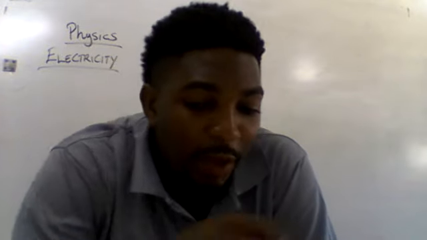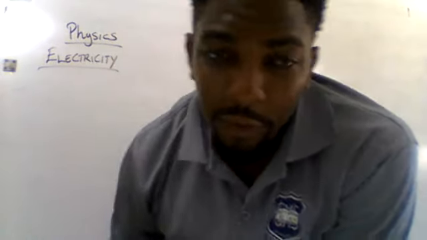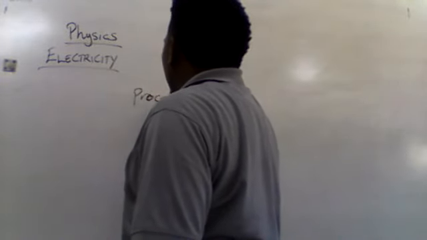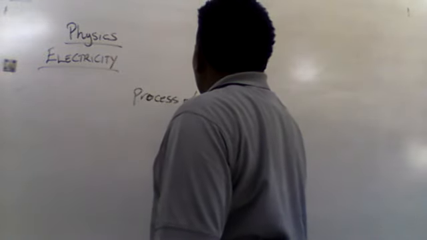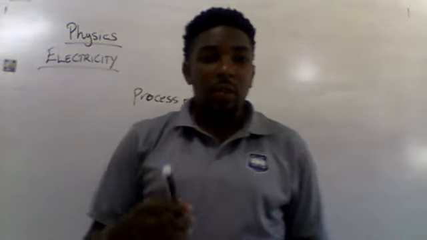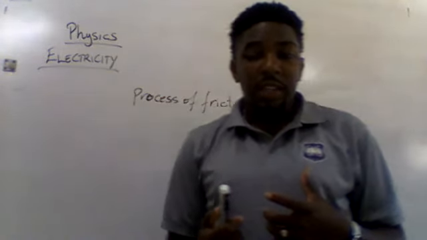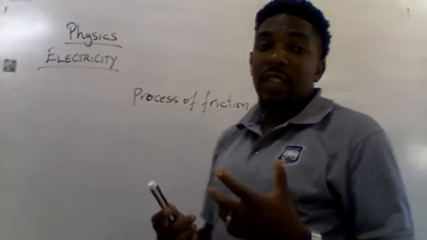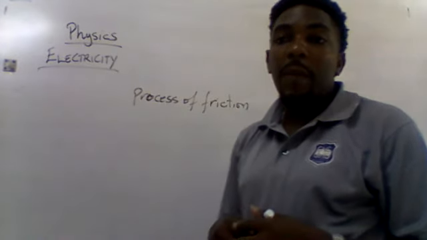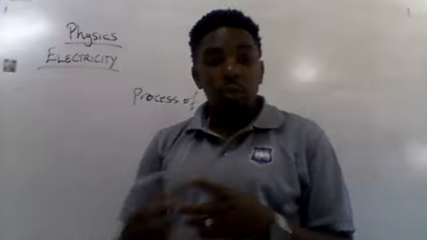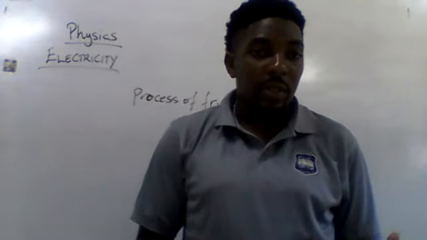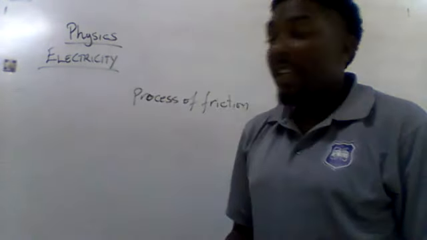One, we learned that a neutral body can become charged by the process of friction. Friction is when one surface rubs over another surface. So if two surfaces are rubbed together, it can cause a neutral body to become positively charged by losing an electron, or you can rub a material onto a neutral object and it can become negatively charged by gaining electrons.